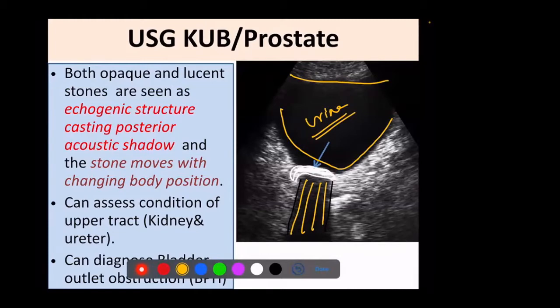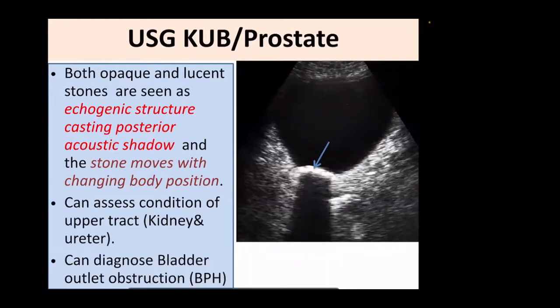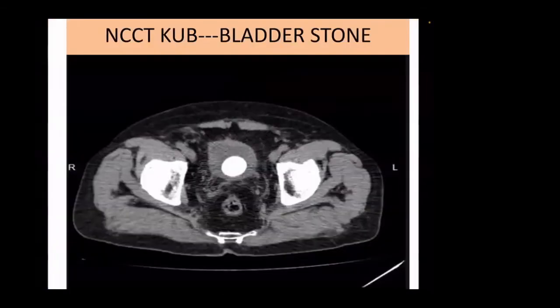And the good thing about ultrasonogram is it will give a gross idea of kidney and the ureter, meaning whether there is a hydronephrosis or not, whether there is any other additional stone in the kidney or not. That's why it gives us a good idea about the whole KUB region. The ultrasonogram KUB and prostate will give you idea about the prostate size also. It will not only give you idea about the bladder, but also about the prostate in male, which is one of the common causes of bladder outlet obstruction.